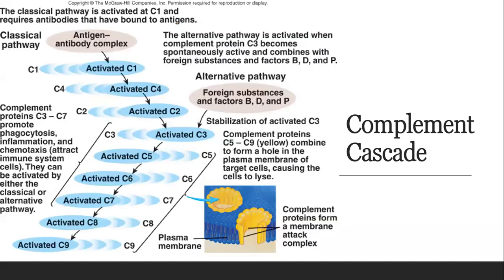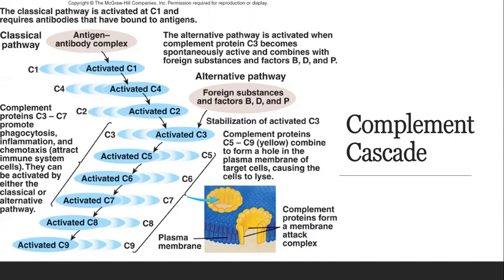Yan. So this is the complement cascade. A while ago, I said that there are two pathways, the classical pathway and the alternative pathway. The start of the classical pathway is when the antibody has been bound to the antigen. At this point, C1 will be activated, while our alternative pathway is activated when the complement C3 becomes spontaneously active and combines with foreign substances and factors B, D, and E.